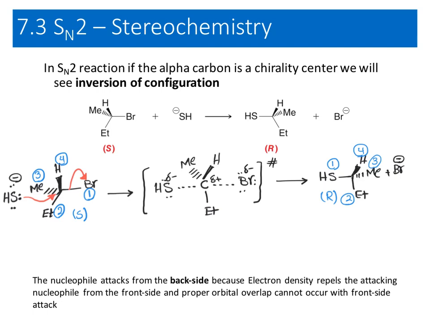Also, we call SN2 reaction a stereospecific reaction because the configuration of the product is dependent on the configuration of the starting material. So the stereochemistry of the substrate, the starting material, matters to figure out what the stereochemistry of the product would be. So therefore, SN2 reaction is stereospecific.